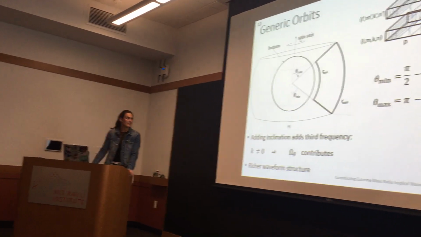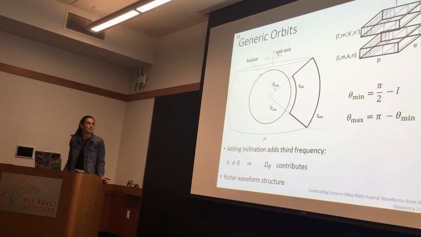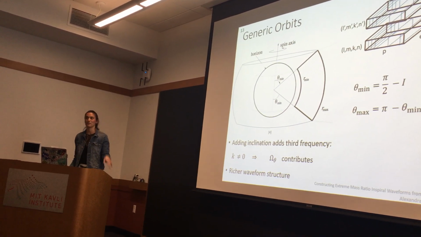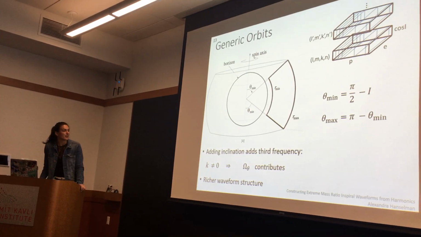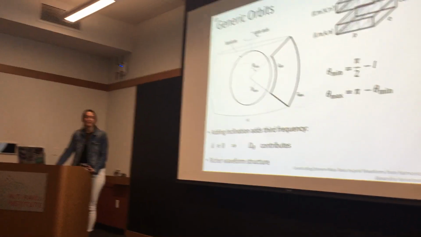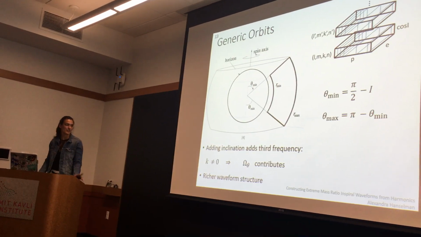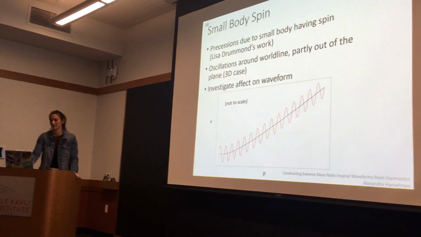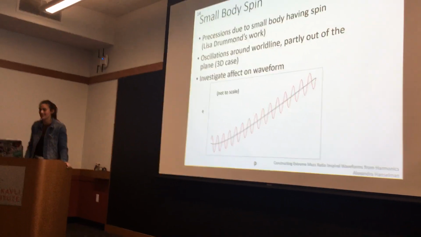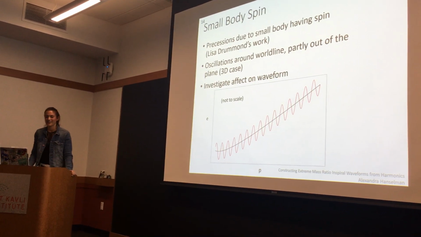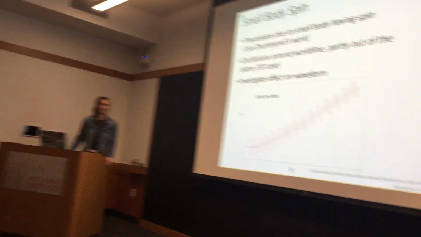So looking at generalized orbits, you see that since we add inclination, we have one more dimension in order to interpolate in, so that will be harder to interpolate. But we see that because of inclination, we have a theta, omega theta contribution, so there will be richer waveform structure. And then going into small body spin, although we haven't fully calculated this, this is part of Lisa Drummond's work, we do predict that there will be precessions from the Inspiral due to the small body having spin.